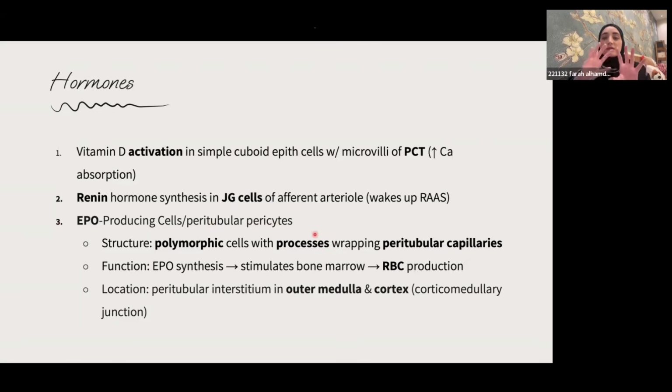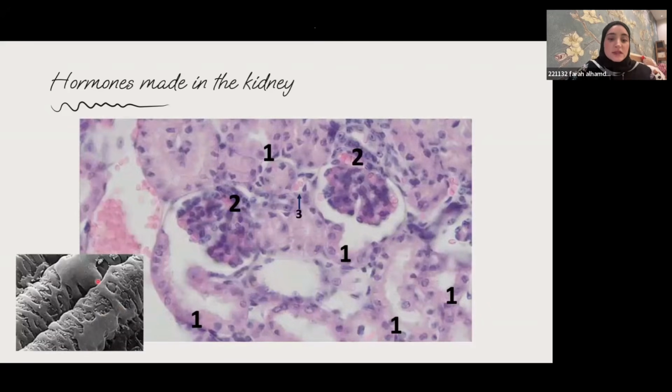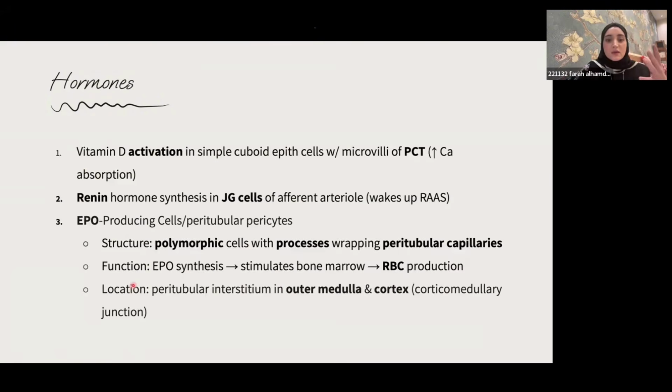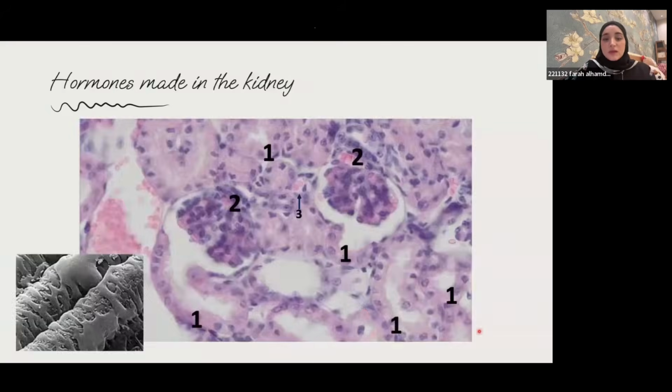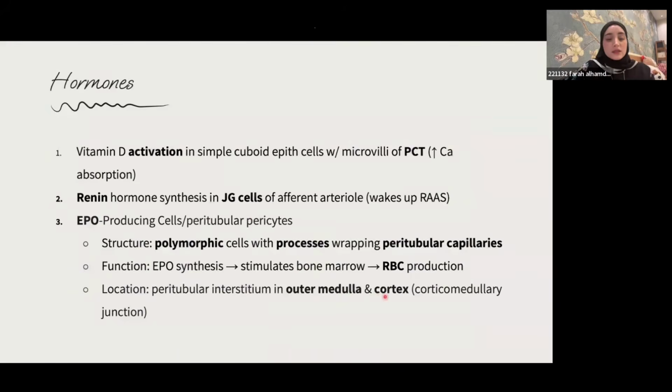These are polymorphic cells. Polymorphic means they have different shapes. None of these cells look like each other. Yes, they all have feet, but they're not equal in shape. They have processes or feet wrapping the peritubular capillaries. They produce erythropoietin, which stimulates the bone marrow for red blood cell production. And they're located in the peritubular interstitium of the outer medulla and cortex.